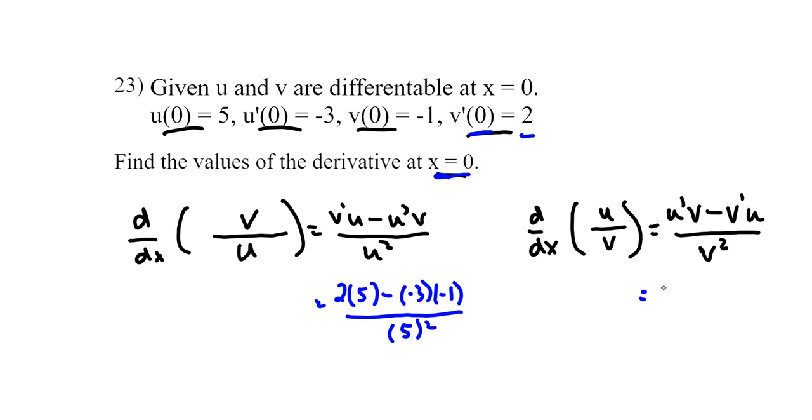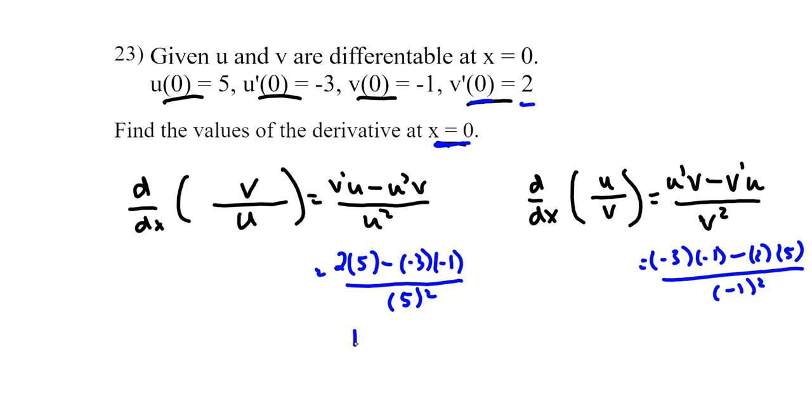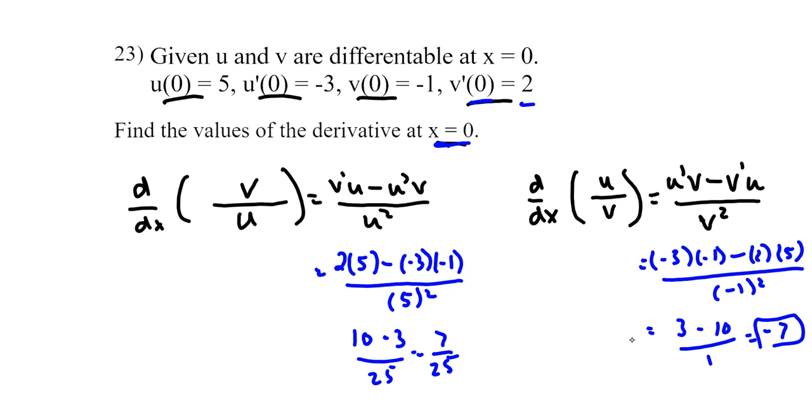This will be different over here. If we did the same thing, we have u prime, which is negative 3, times v, which is negative 1, minus v prime, which is 2, times u, which is 5, all over v squared. v squared is going to be negative 1 squared. And so what we have then, if you simplify, it's going to be 10 minus 3 over 25, which equals 7 over 25. This one right here is going to be 3 minus 10 over 1, which gives us negative 7. So two different answers because we have two different slopes of two different functions, but both are finding the slope at 0 in this case.